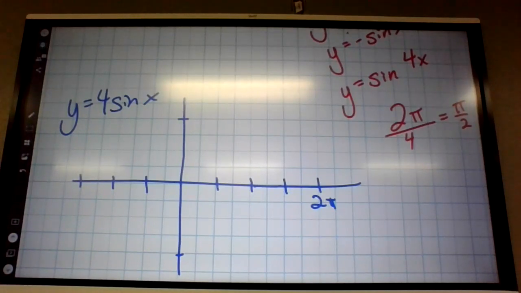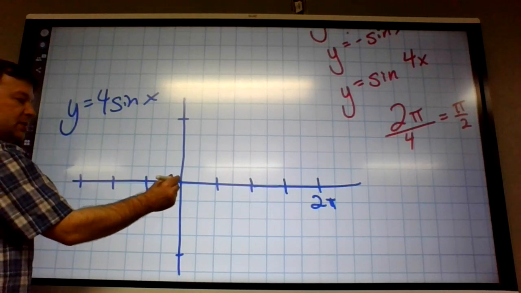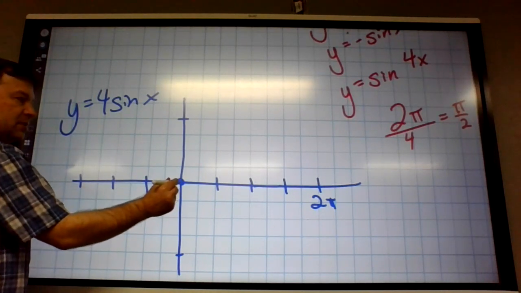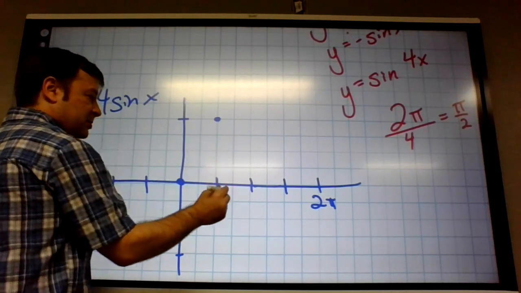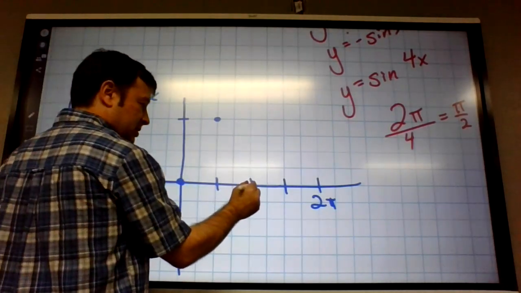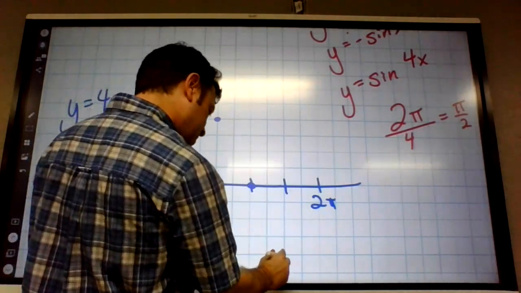Okay, where does sine start? In the middle, going up. So it'll be at the top of its cycle right there, then down to the bottom.